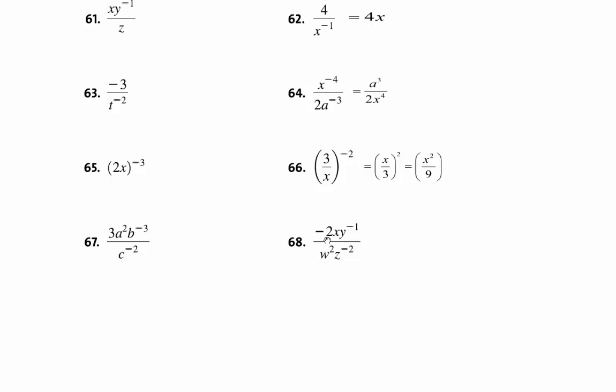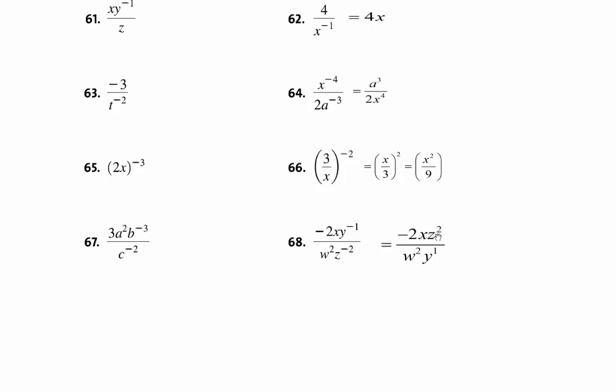When I look at 68, note the negative 2 does not have an exponent, so the negative 2 is not going to move. The x does not have a negative exponent attached to it, so the x is not going to move. The y, that's going to move because we have a negative 1. So I'm going to bring the y into the denominator and make the negative 1 positive. I'm going to bring the z to the numerator and make the negative 2 positive. The w squared stays where it is. So you can see we're left with negative 2x times z squared.